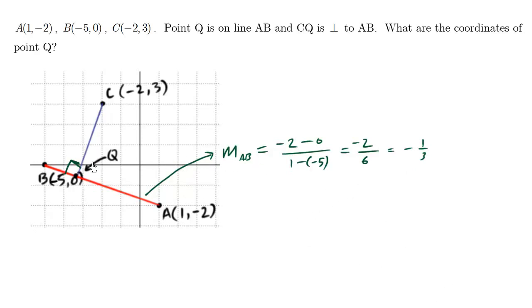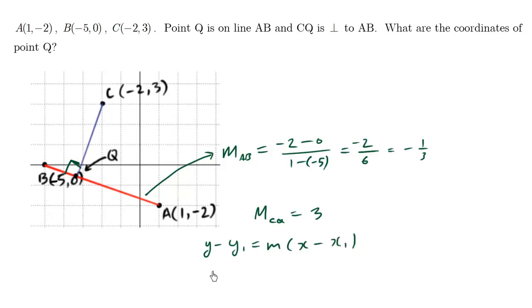So now, because these lines are perpendicular, we know that the slope of the other line CQ is going to be the negative reciprocal of -1/3, which is 3. And so when we think about this blue line, line CQ, we have a slope and we have a point. This is enough using slope point form: y minus y1 equals m times x minus x1. That's slope point form, line equation.